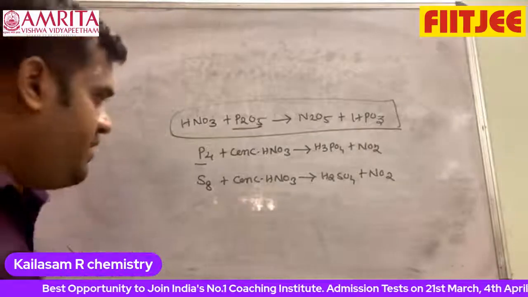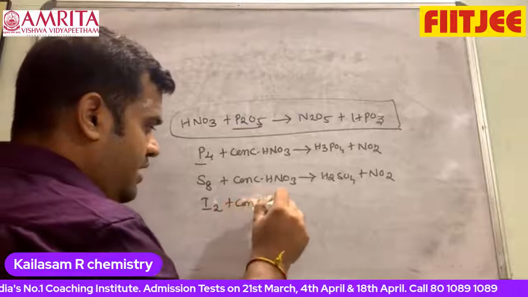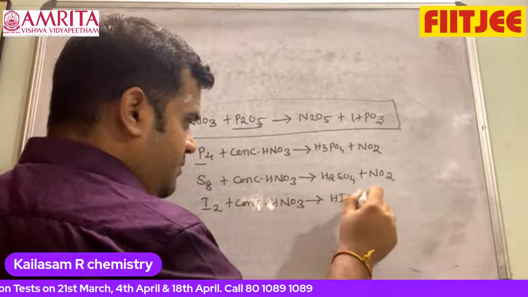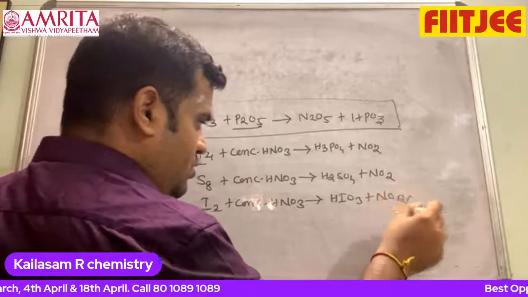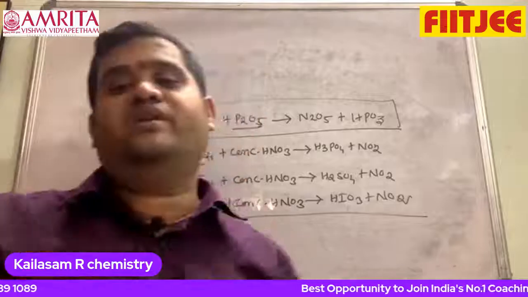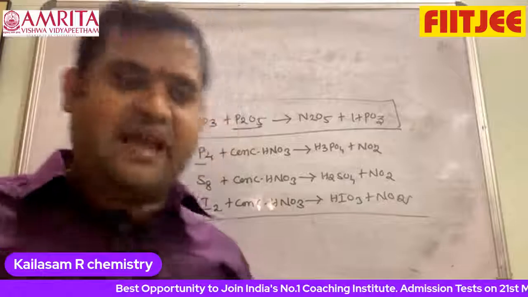This is what you want to understand. Now in the case of I2 plus conc. HNO3, what are you going to get? HIO3 plus NO2. This is the idea of inorganic chemistry you need to understand.